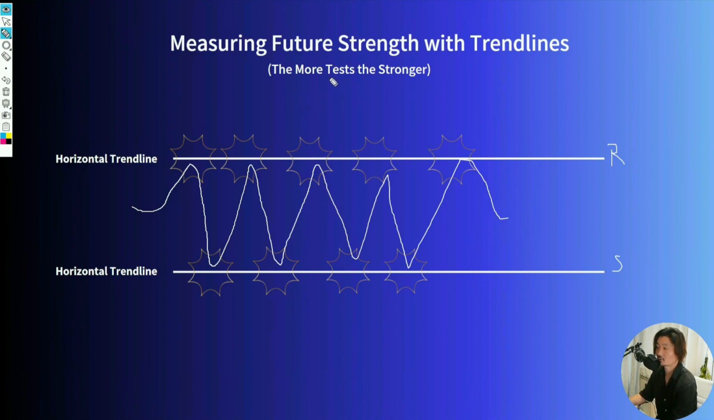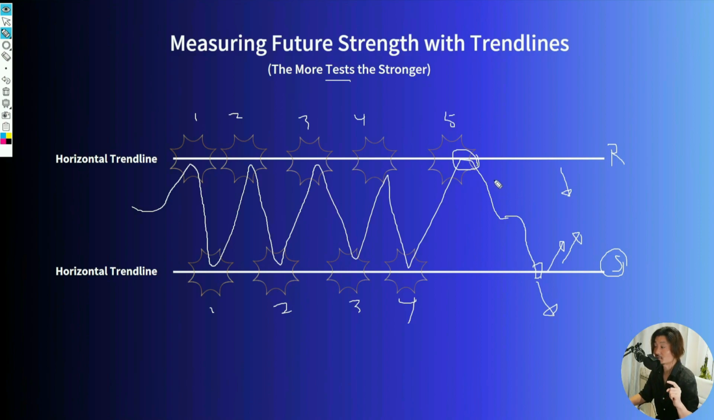Now, how many contact points or tests were there on this resistance? 1, 2, 3, 4, and 5. And this support has 4, 3, and 4 contact points. Now, if we were measuring future strength simply with these two trend lines, this resistance creates more future short strength than this support creates future long strength. So in other words, if price came down to this support after being rejected at this resistance point right here, price should break this support out and get through it, because there's not enough opposing long strength from this support to reject the future short strength coming from this resistance.